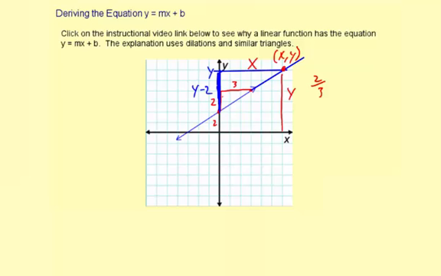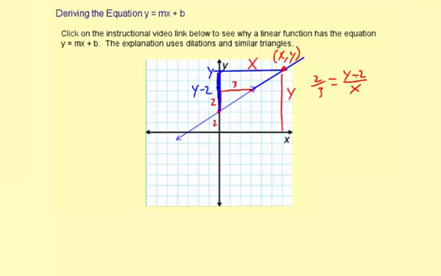Okay, now let's do a proportion. Now the rate of change we know is 2 to 3, and then for this other triangle, it's y minus 2 to x, because the y minus 2 is the height of the triangle, and the x is the change along the horizontal. Okay, so now we have a general proportion that represents every point on this particular line.